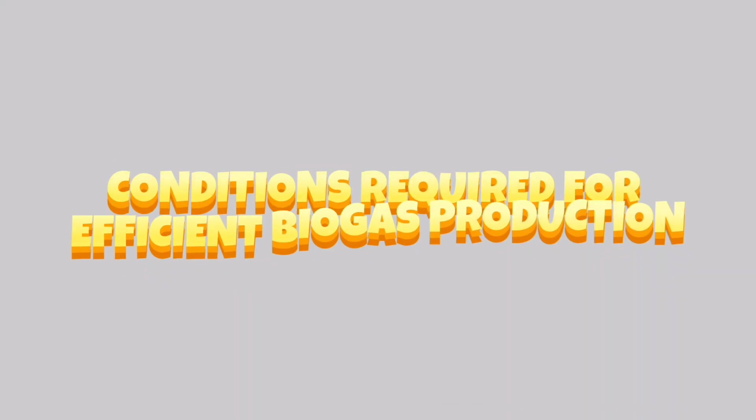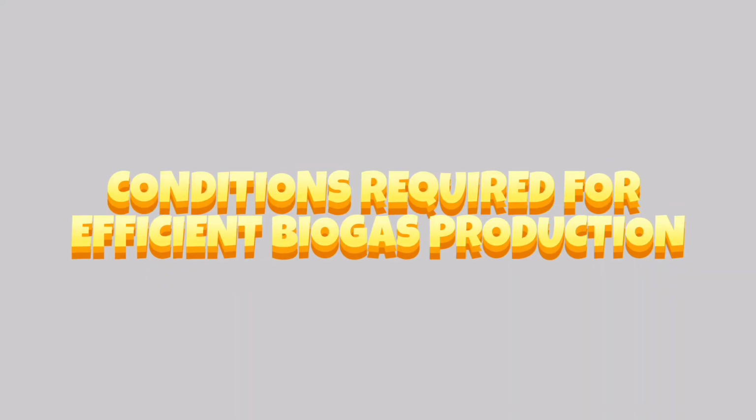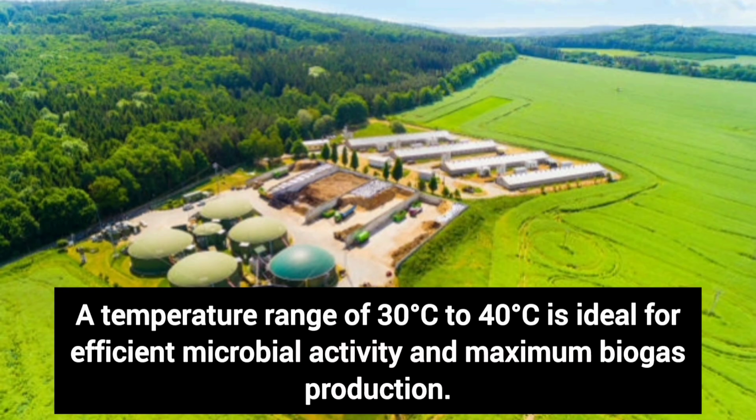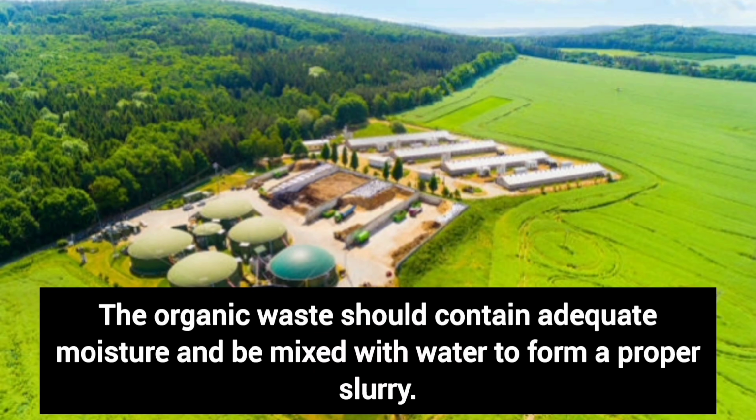Conditions required for efficient biogas production. An oxygen-free environment is essential because biogas-producing microorganisms can only survive and work in the absence of oxygen. A temperature range of 30 degrees Celsius to 40 degrees Celsius is ideal for efficient microbial activity and maximum biogas production. The organic waste should contain adequate moisture and be mixed with water to form a proper slurry.